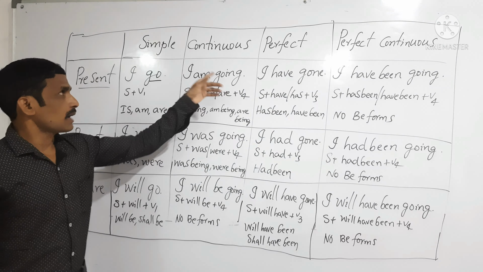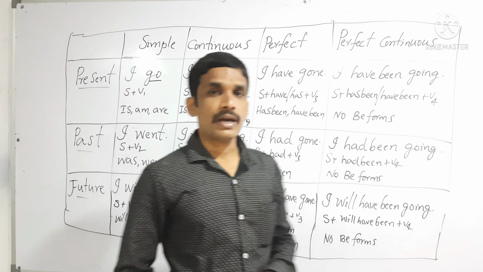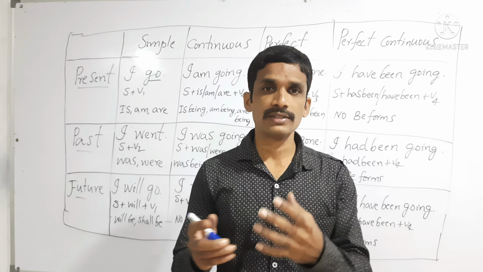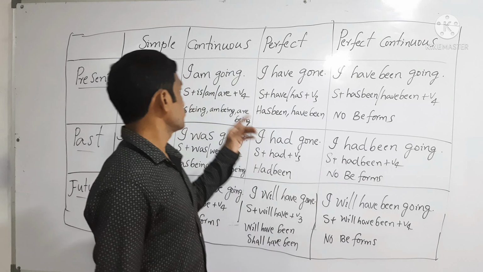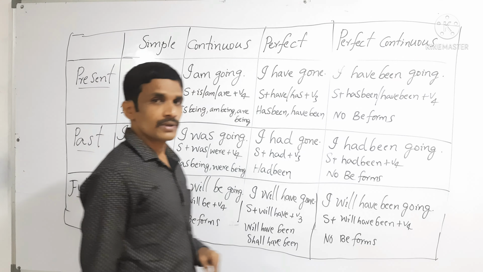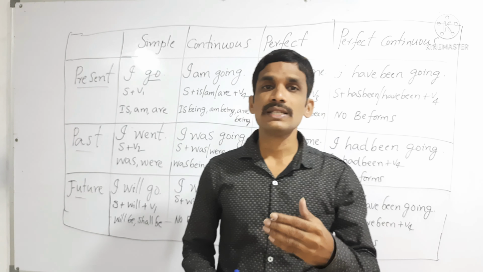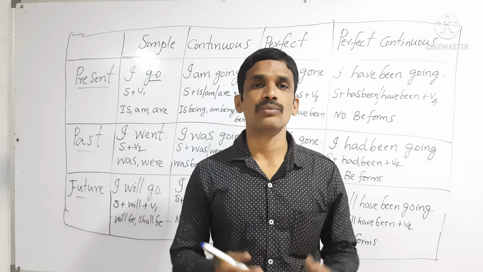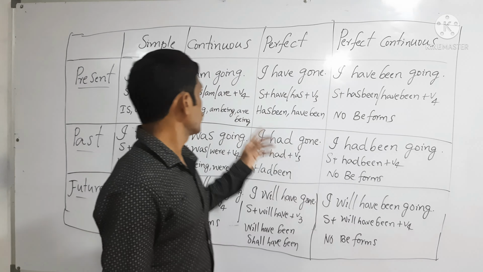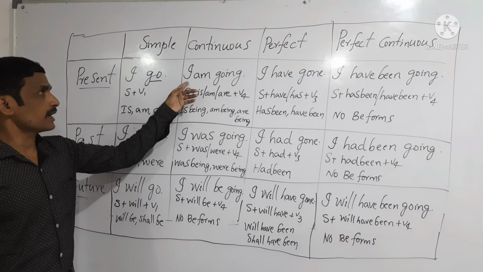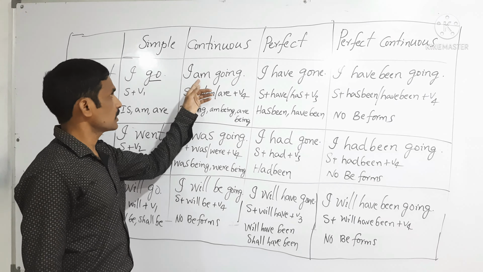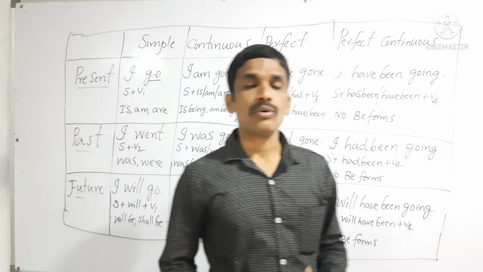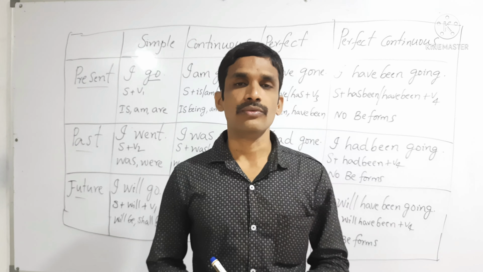Next, see, I am going. Present continuous tense: I am going. Subject plus is, am, or are plus V4. If the subject is I, we have to go for am. If the subject is he, she, it, we have to go with is, and if the subject is they, we, you, have to go with are. Since the subject is I, first person singular, we have to write am. Structure: subject plus is or am or are plus V4.